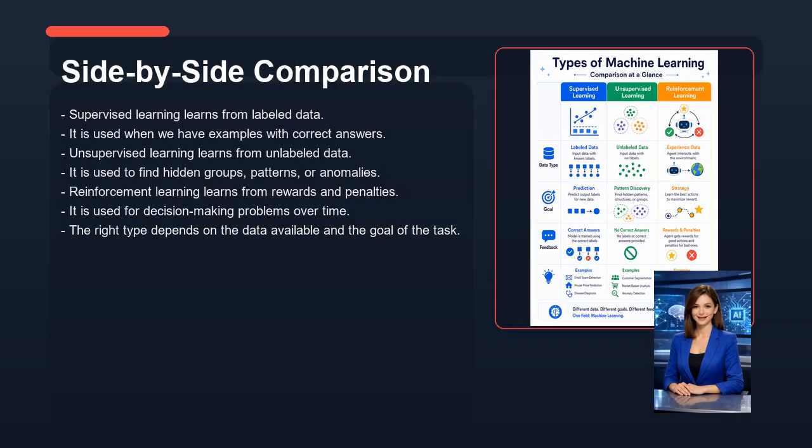Now let's look at side-by-side comparison. Supervised learning learns from labeled data. It is used when we have examples with correct answers. Unsupervised learning learns from unlabeled data. It is used to find hidden groups, patterns, or anomalies. Reinforcement learning learns from rewards and penalties. It is used for decision-making problems over time. The right type depends on the data available and the goal of the task.